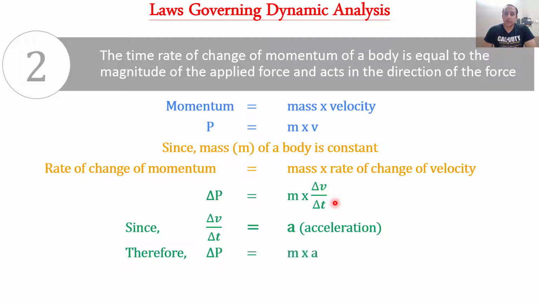So delta P will be equal to m into a, and we know that F = ma, so we can say that the time rate of change of momentum is equal to the applied force.